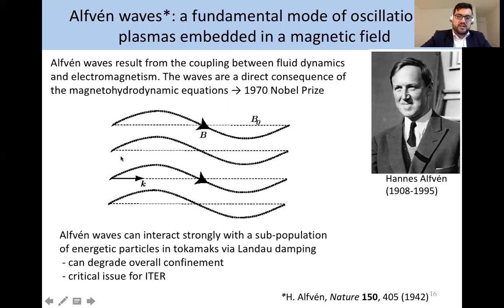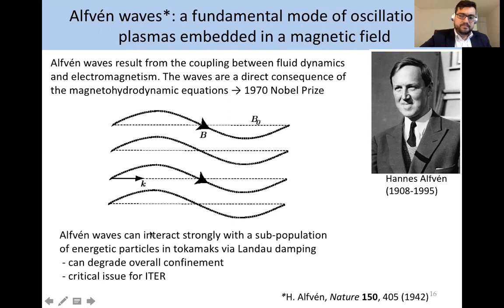So those waves mostly have to do with a background magnetic field, which is shown by B0 here. And if you have charged particles embedded there, then any fluid displacement will lead to a restoring force, that in turn will generate an electric field, which will eventually generate a magnetic field across the background magnetic field. So the total field will be something like this. And those waves propagate along the background magnetic field.